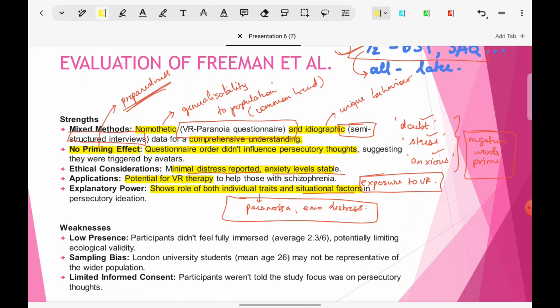Coming to the weaknesses, a very important weakness is participants did not feel fully immersed in the VR environment. Today, VR has really improved compared to when the study was done in the 2000s. At that time, VR animations were not very realistic. So when participants of this study were asked did they feel like they were in a real library, many of them said no. So their average rating of presence, or how much they felt immersed or absorbed into the environment, is less than half. On a scale of 6, it's 2.3 on average.